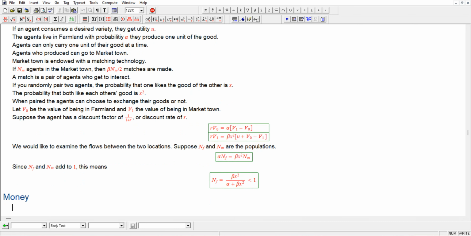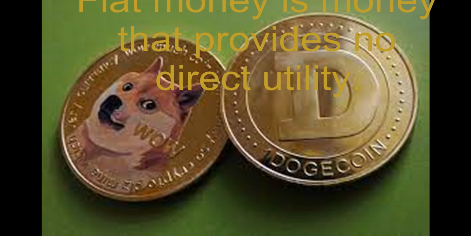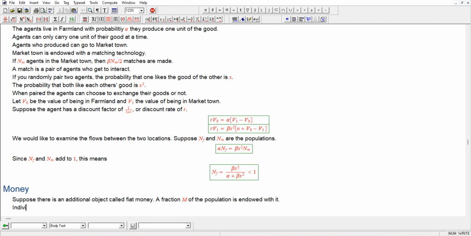So now let's bring money into the picture. Suppose there is an additional object called fiat money. A fraction m of the population is endowed with it. This object, just like the goods, is not divisible, and just as before, the agents can only carry at most 1 unit of anything. So you can't have goods and money, just like you can't have 2 goods or you can't have 2 units of money.